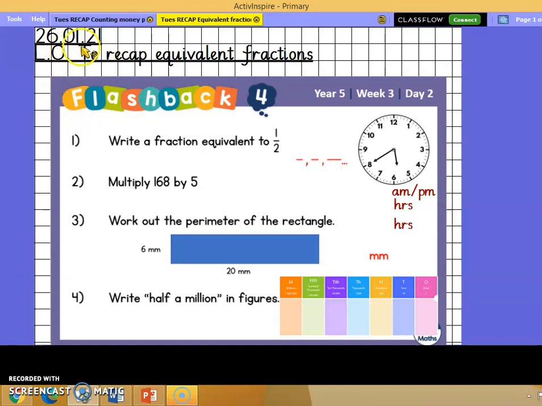Could you please record in your maths book today's date and learning objective to recap equivalent fractions and underline them neatly with a ruler. Then record Flashback 4, write 1, 2, 3 and 4 down, and then have a go at the time. Pause the video and come back to me when you've finished.